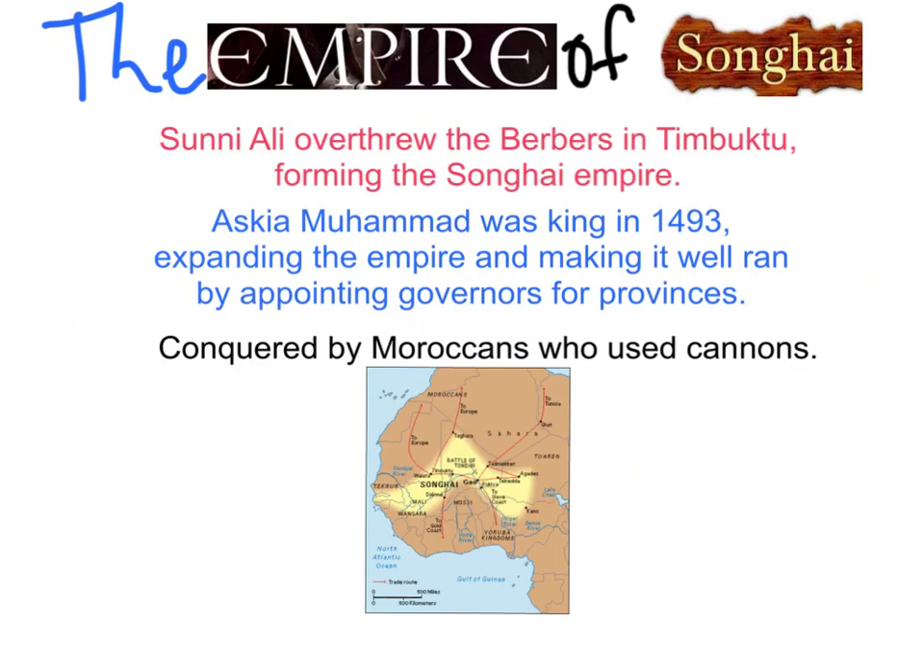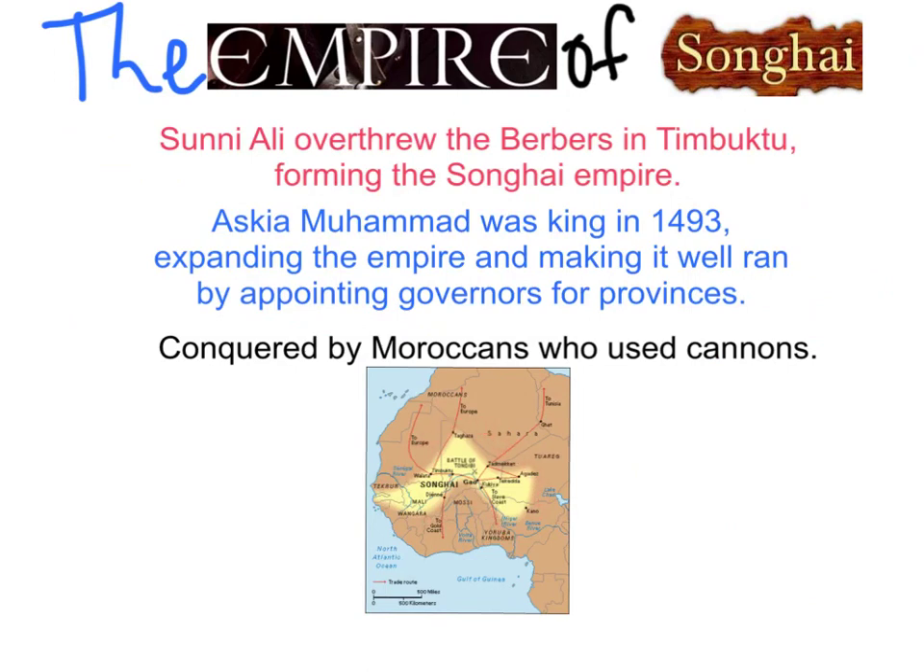One of their most famous kings was a guy named Askia Muhammad. He became king in 1493, and he expanded the empire Songhai and made it a well-running machine, if you will, by appointing governors for each of the provinces. So he divided Songhai into provinces and appointed a governor. You can see on the map here is Songhai.